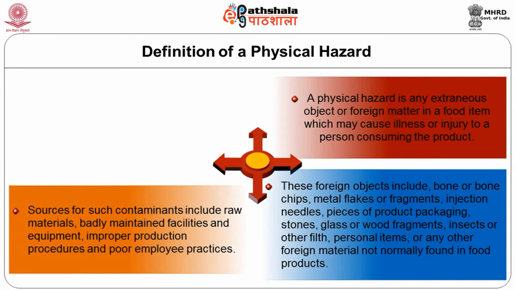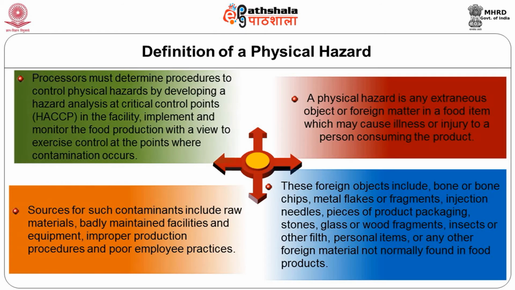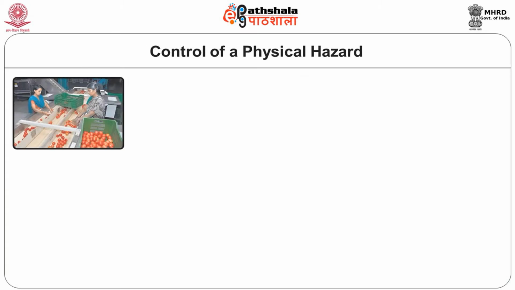Sources of these contaminants are the raw material, badly maintained facilities and equipment, improper production procedures and poor employee practices. Processors must therefore determine the procedures to control these physical hazards by developing what we know as the hazard analysis at critical control points in the facility, as well as implement and monitor the food production with a view to exercise control at the points where contamination can occur. The control of physical hazards is therefore very important.